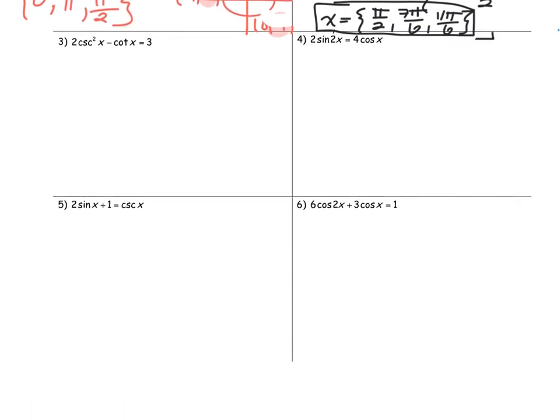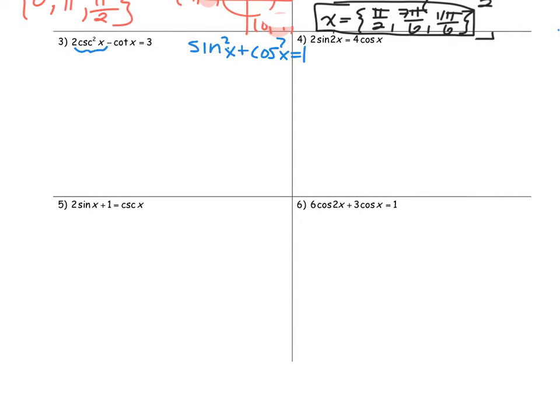Okay, so for question 3 here, now notice I have cosecant and cotangent. That immediately makes me think of, again, those Pythagorean identities when I see something being squared. Because remember, the original is sine squared x plus cosine squared of x equals 1. You can always derive these.